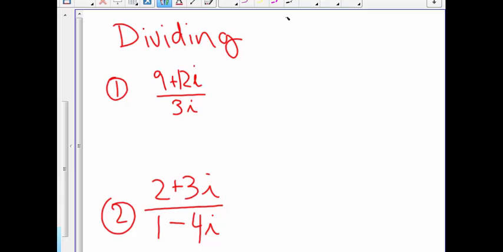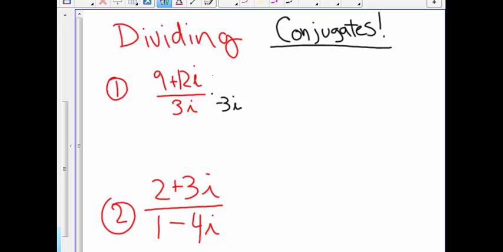All right, so let's talk about division. Remember, i equals the square root of -1. We're not allowed to have radicals in the denominator. So we're going to have to be thinking about the conjugates here to get rid of them. So the conjugate here would be -3i. So we need to multiply the top and bottom by -3i. Remember, for conjugate, we just change the sign of the imaginary part.